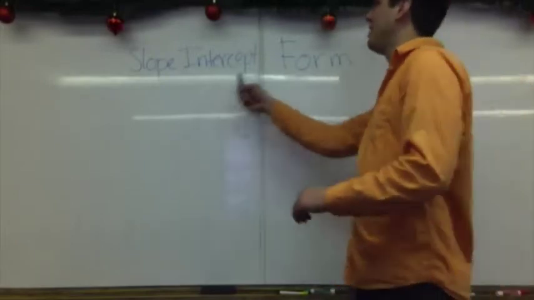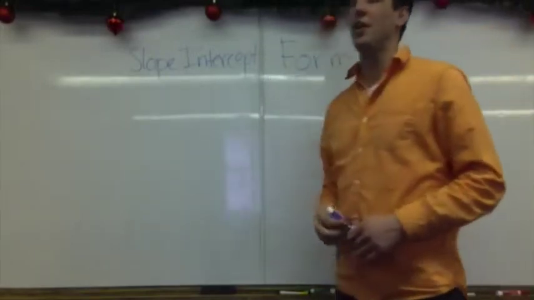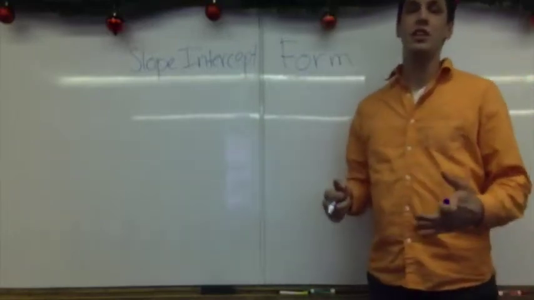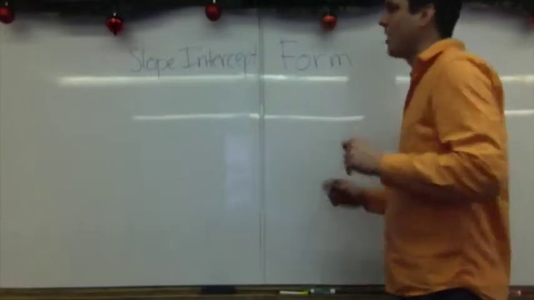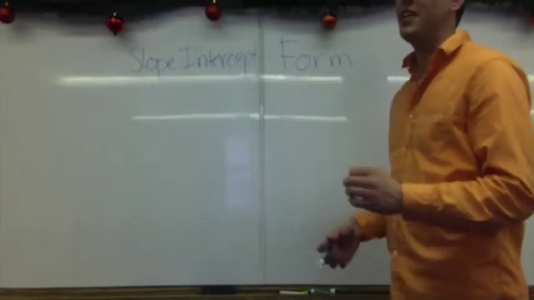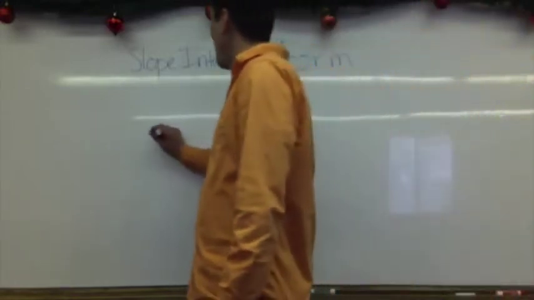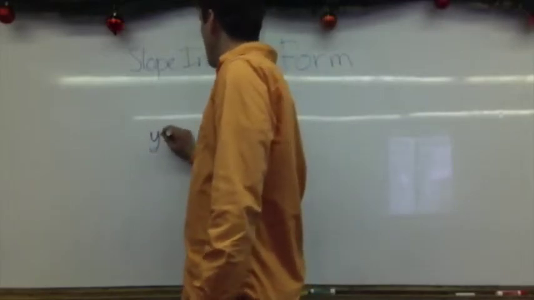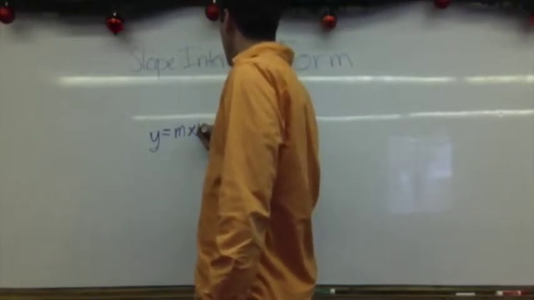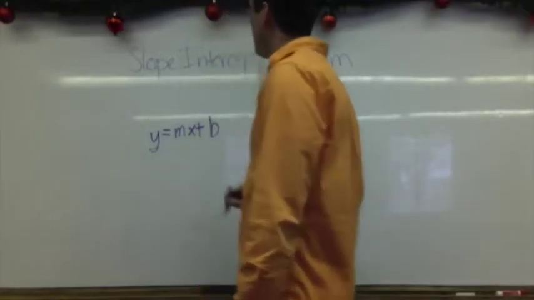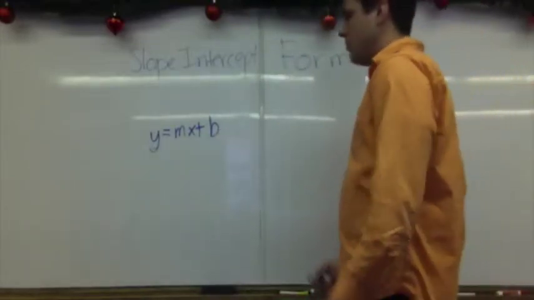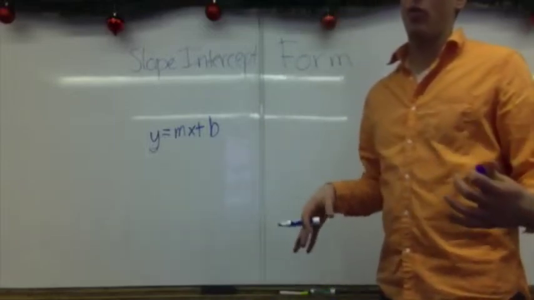Today we're learning about slope-intercept form. And slope-intercept form is a long word to describe what we've been using throughout this entire chapter. We've been talking about linear equations, and the form that we talk about linear equations in is y equals mx plus b. So this equation is also known as the slope-intercept form.